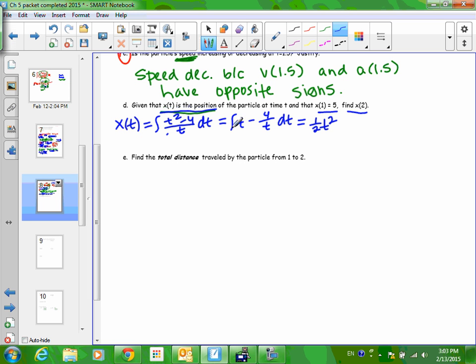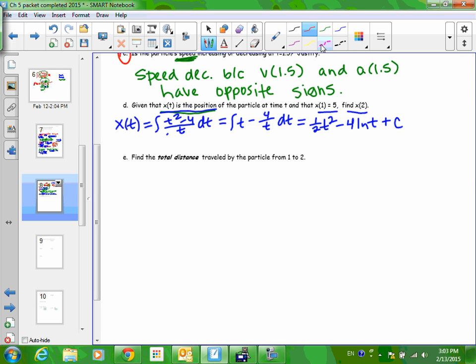So that first integral is half t squared. The second one, the minus 4 just gets tagged along. The integral of 1 over t is natural log of t. And then we have our plus c. Now if you notice, I left the absolute value bars off.